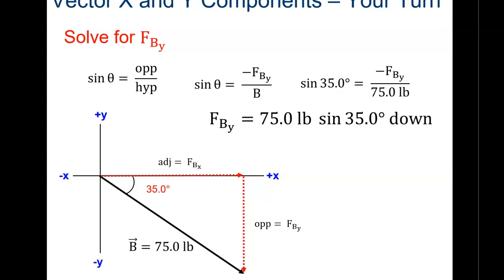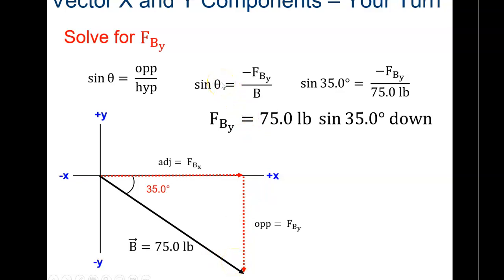So we can use sine or cosine for this one. We can look at it. But let's look at sine here. We could say sine has the opposite over hypotenuse. Well, opposite is what we're looking for. So we want to pick one out of SOHCAHTOA that has opposite in it. It's only sine or tangent. We don't want to use tangent, so let's try sine, and that works. So we could say sine is equal to FBY divided by the hypotenuse, which is 75. I know it's the hypotenuse because it's the vector, it's the arrow, and it's the longest side of this triangle.